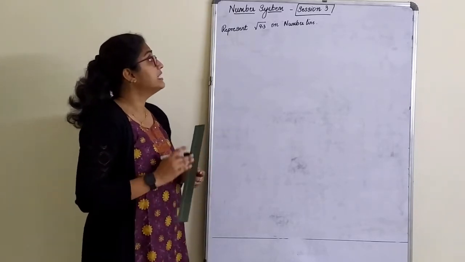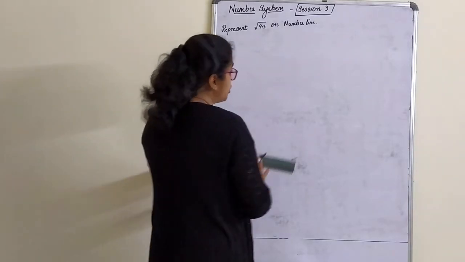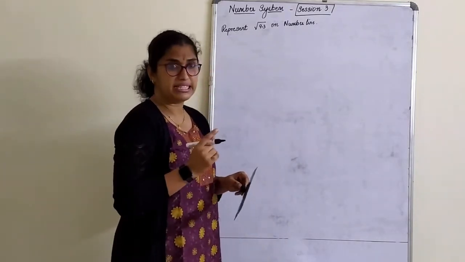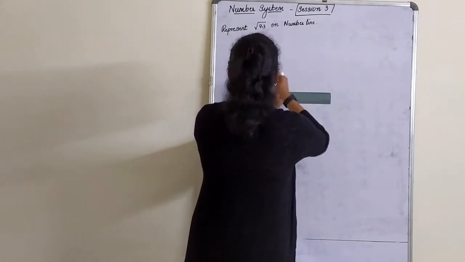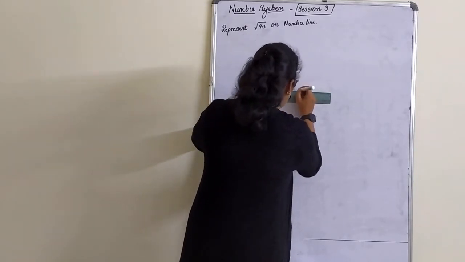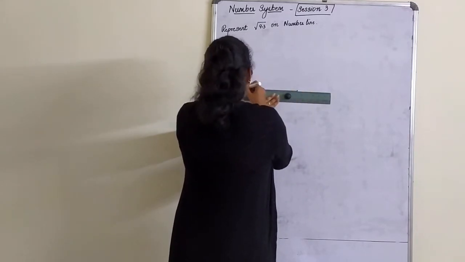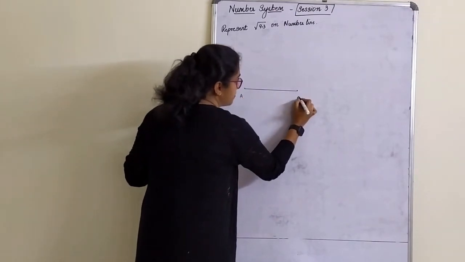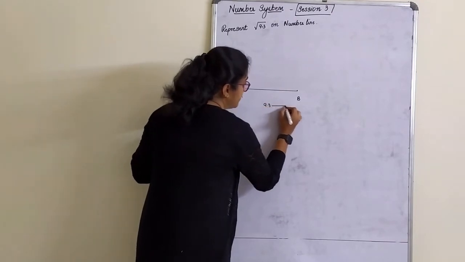So here when we see represent root 9.3 on number line, the first step is, on your scale mark 9.3. Exactly 9.3 you have to draw. Okay, so let me draw. I will take 9.3 here. This is 5 and this is 3. 9.3 I will mark on my scale. I will mark that point as AB. Okay, this AB is how much? 9.3.